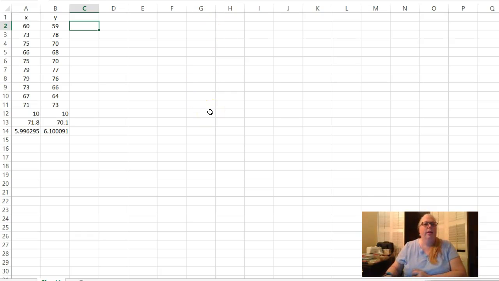All right, in column C, I am going to subtract each data point in the X column minus the mean there. So I'm going to take A2 and I am going to subtract A13. Now, I'm going to put dollar signs on here, and I'll tell you why in just a second. And we're supposed to divide this by the standard deviation, which is down in A14. And I'm also going to put dollar signs on this one.